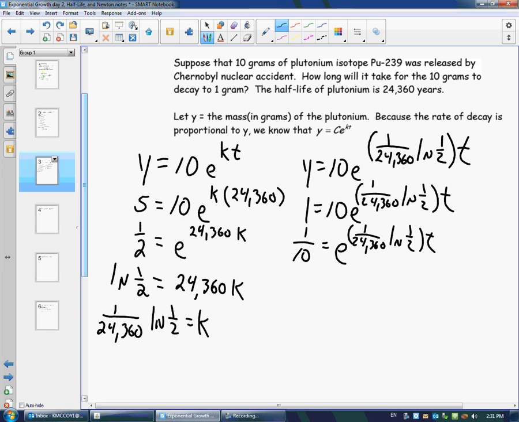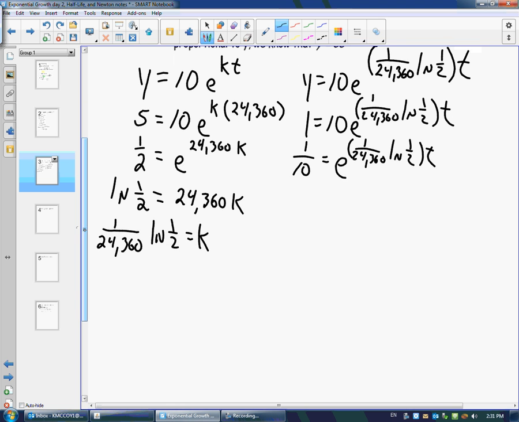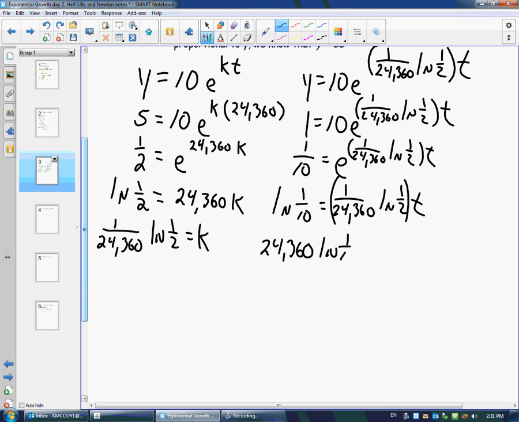And then to get the t out of the exponent, we're going to have to take the natural log on both sides. Natural log of the right side, the e in the natural log will go away, and it leaves us with that. To solve for t, multiply both sides by 24,360, and then divide both sides by that natural log of 1/2. And that's going to be how long it takes to get down to 1 gram.